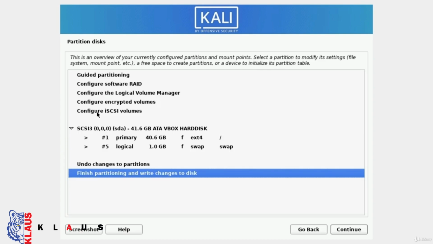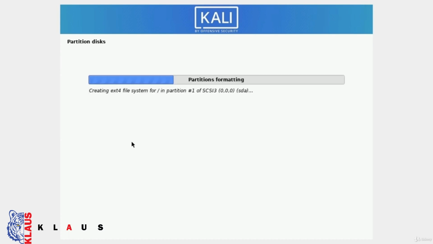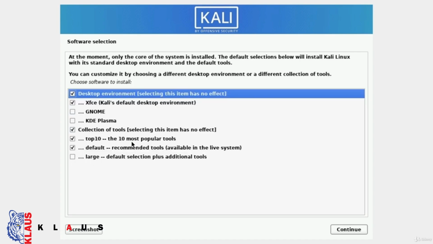It will ask us to finish partitioning and write changes to disk. We want to click enter. And here it asks us for the confirmation, where we want to click yes, so change from no to yes and click enter. And this will pretty much start the installation process of your Kali Linux. Now there will be a couple more questions during the installation, so I'm just going to fast forward to the next question.